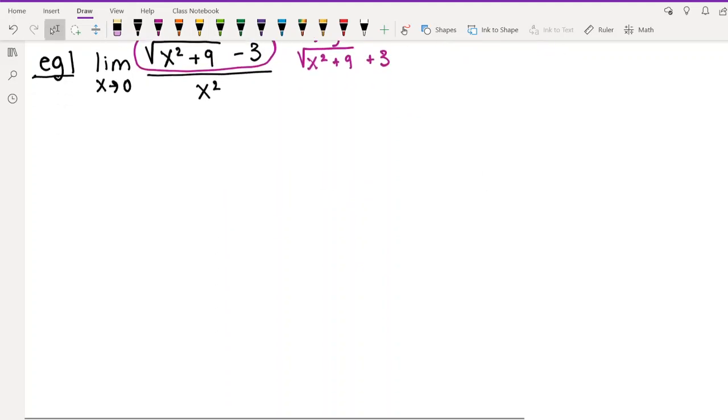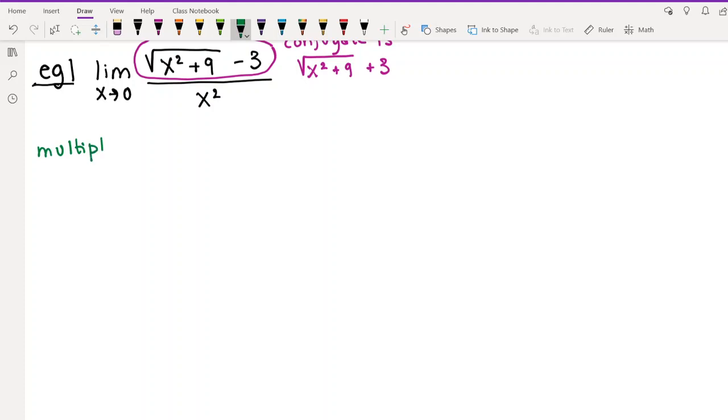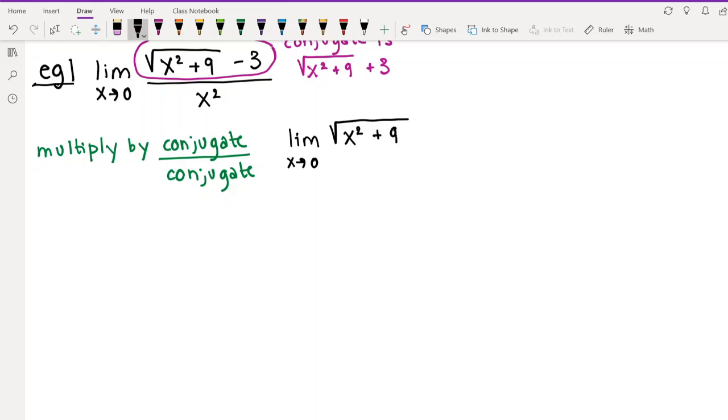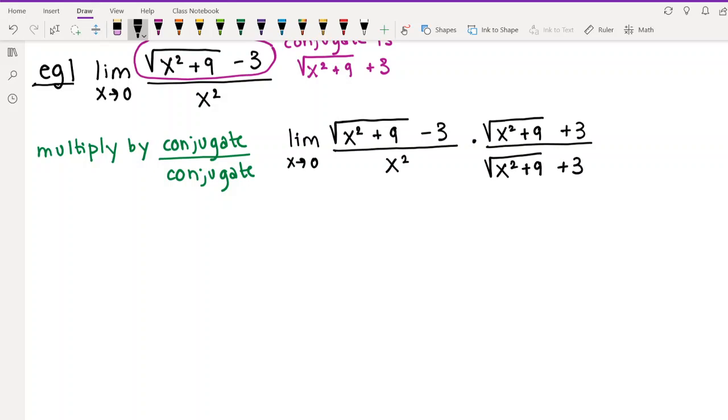So we want to multiply by, sorry, this keeps sliding up. So we're going to multiply by the conjugate over the conjugate. So we have the limit as x approaches 0 of the square root of x squared plus 9 minus 3 over x squared. And we're now going to multiply that by the square root of x squared plus 9 plus 3 all over the square root of x squared plus 9 plus 3. And so one thing you might notice is that we are going to simplify the numerator. The denominator is actually going to become more complicated, but it will be okay because the way the simplification is going to go, it will enable us to eventually plug in 0, which is the goal.